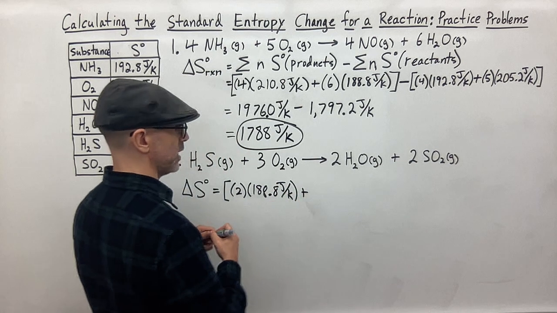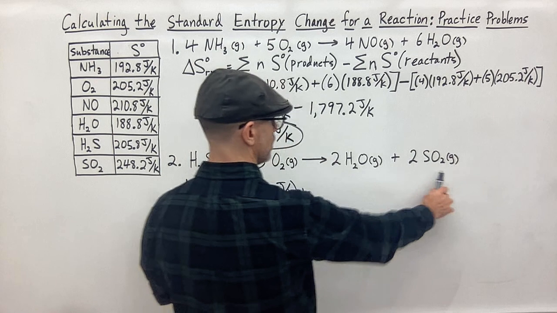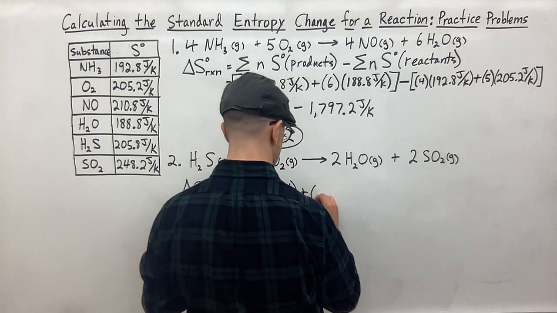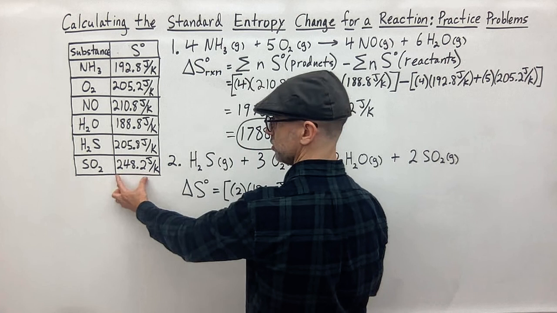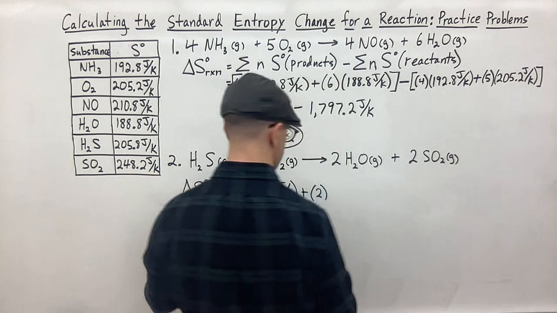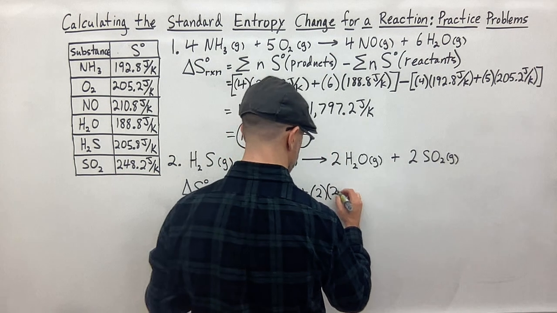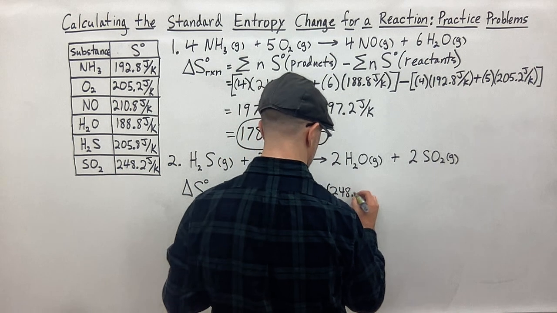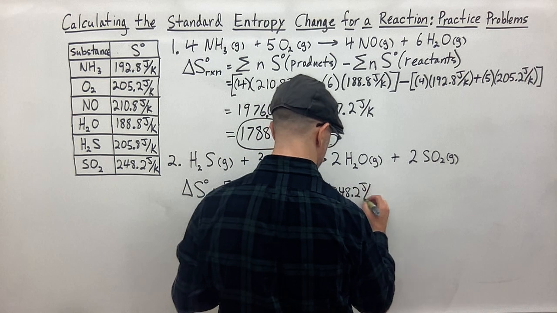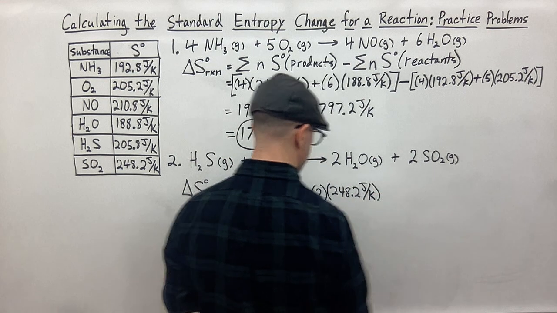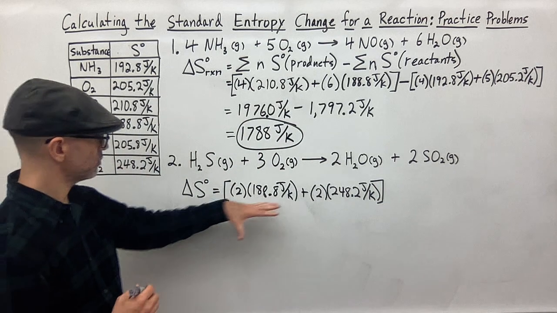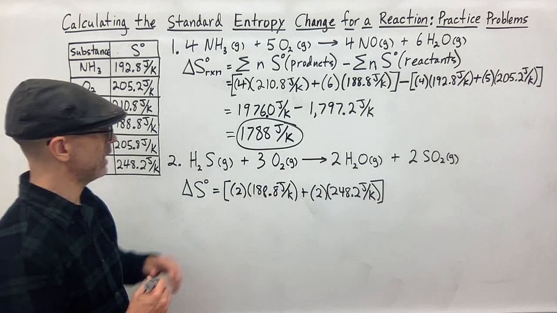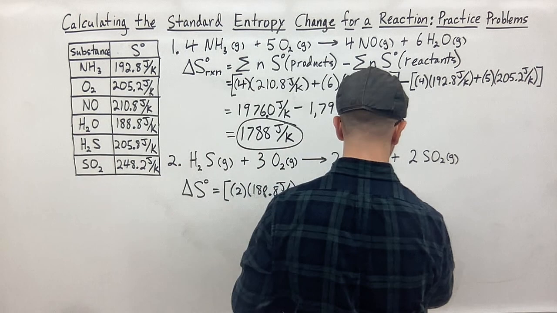plus, and then my next product, SO2, I got 2 of those. So it's 2 times SO2. Here I have SO2, 248.2 joules per Kelvin. And then that's it for my products. And then I'm going to subtract out the reactants.